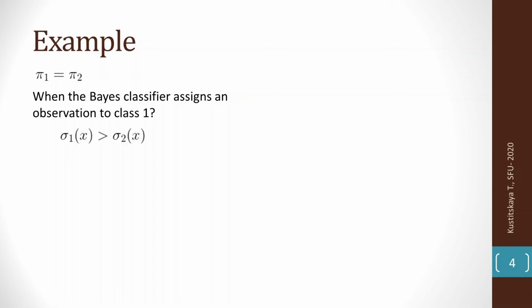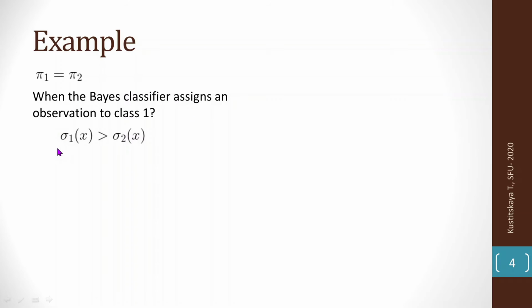On the previous slide, we derived the decision rule for a Bayesian classifier. And now we look at an example of how this decision rule works. Assume that the probabilities of belonging to the first and the second classes are equal. So the prior probability P1 is equal to the prior probability P2. Now we ask the question, when does the Bayes classifier assign an observation to class 1?